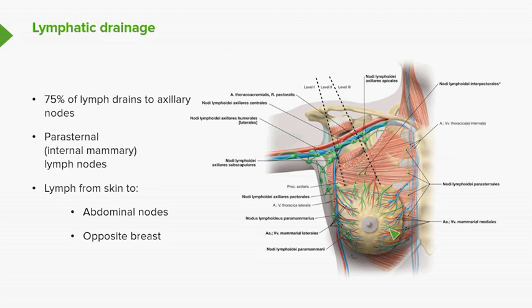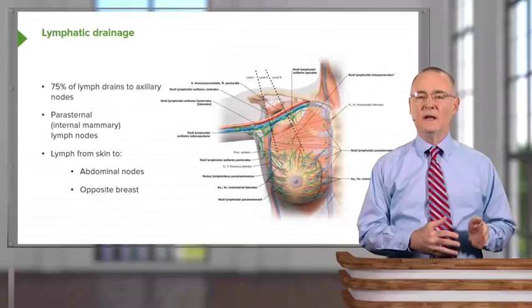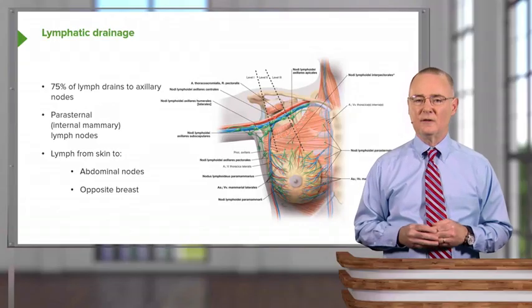The majority of the lymph that isn't directed into the axillary nodes will drain medially into the lymph nodes that are associated with the internal thoracic vasculature. And you see some lymph nodes here. For example, one's right there, one's right here. These are parasternal lymph nodes, also known as internal mammary lymph nodes. And then some lymph from the skin of the breast will drain into the abdominal nodes and can also drain over into the opposite breast.